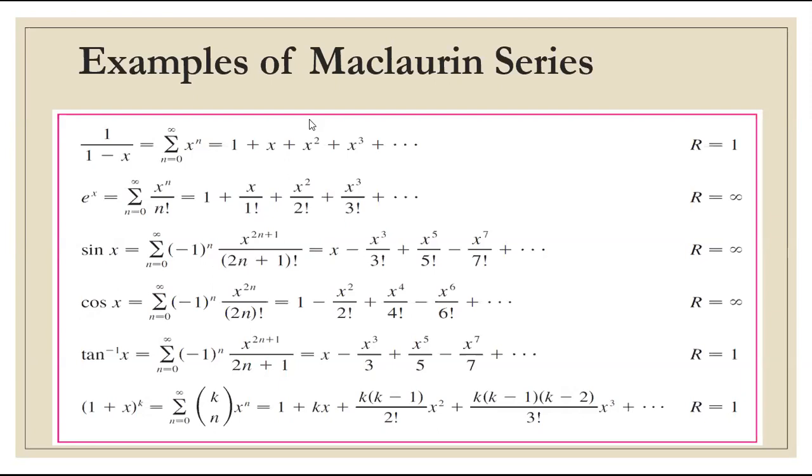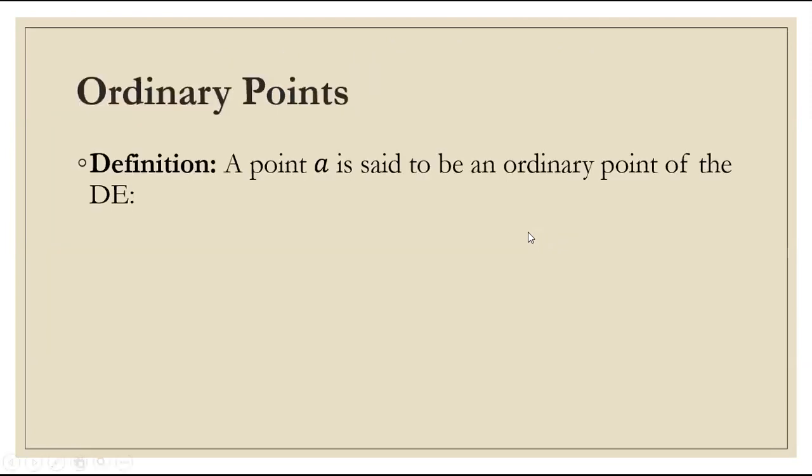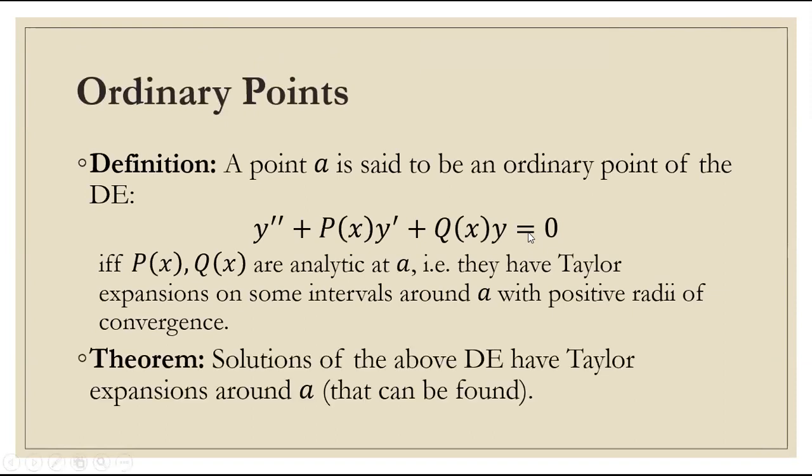So let us continue now. Here are the ordinary points, the definition of ordinary points. I can say that point A is an ordinary point of a differential equation in this form if both p(x) and q(x), both of them, are analytic at point A. So you can write this function and this function as a power series. At that time, I'm going to call the point A an ordinary point for the given differential equation.